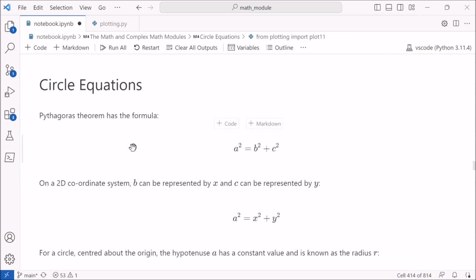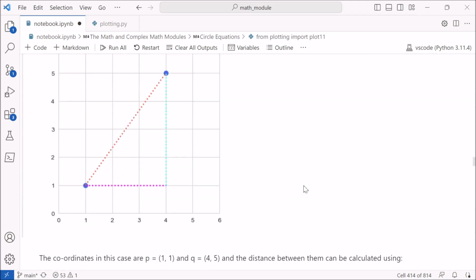So we've had a look at Pythagoras' theorem, and it's a squared equals b squared plus c squared. On a 2D coordinate system, b can be represented by x and c can be represented by y. So what I mean here is this is the x value and this is the y value. And then this is the hypotenuse. Now if it's a circle, we're actually going to start at the origin, and this distance will be known as a radius.